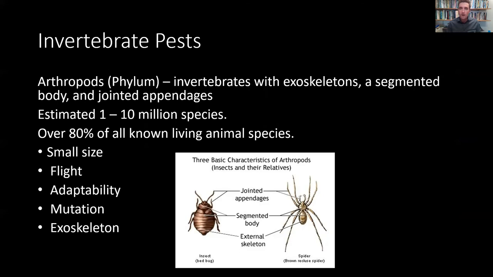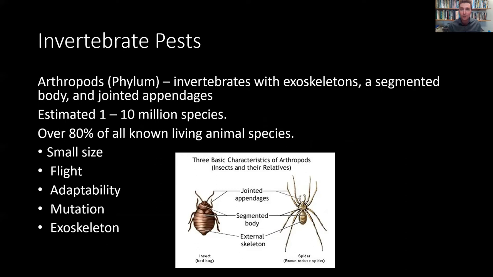In general, we can broadly classify these as arthropods. That's the phylum that they're all placed in. And arthropods can be defined as invertebrates with exoskeletons, a segmented body, and jointed appendages. There are tons of them on Earth. And it's estimated that there are somewhere between 1 and 10 million species. That's a broad range because we have no idea how many there truly are on Earth.